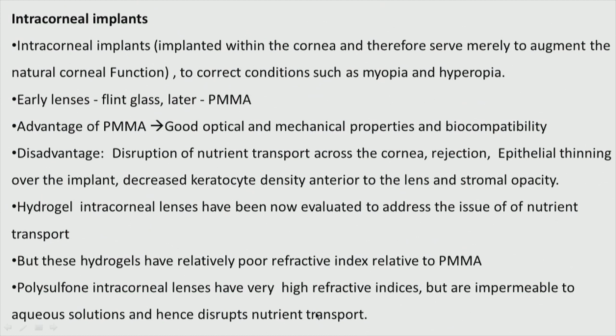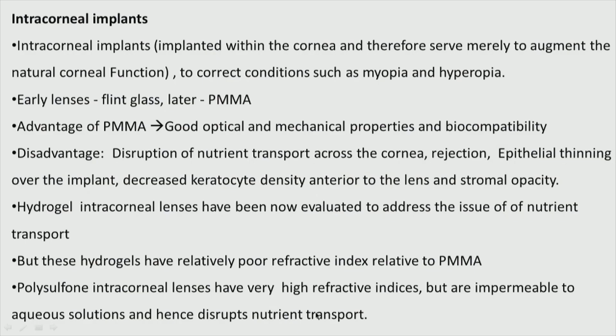Polysulfone intracorneal lenses have very high refractive index, but are impermeable to aqueous solution and hence prevent nutrient transportation. So, there is some problem whether you are looking at hydrogels, or PMMA, or polysulfone based material. PMMA has very good optical properties, but the problem of nutrient transport. Hydrogels have very poor refractive index, but nutrient transport is very good.